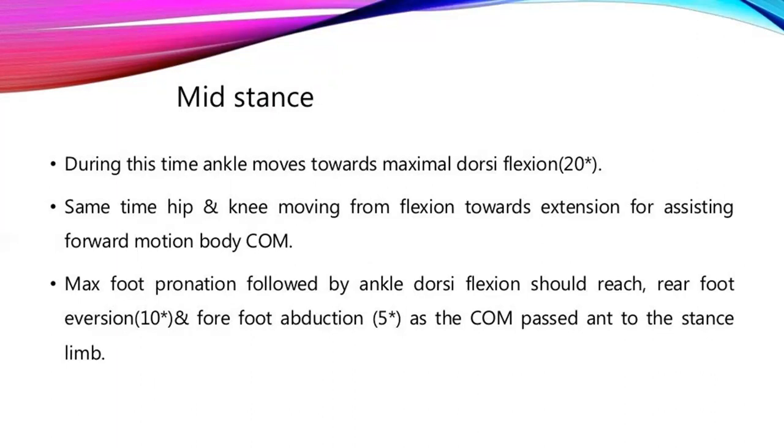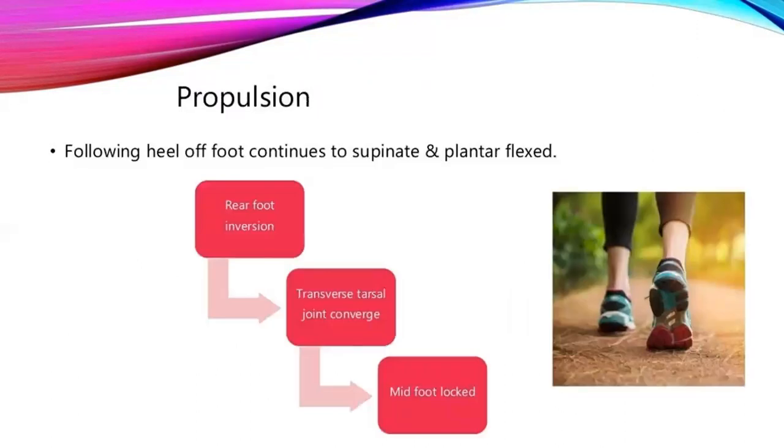At the same time, the hip and knee move from flexion toward extension, assisting forward motion of the body's center of mass. Maximum foot pronation followed by ankle dorsiflexion should reach rear foot eversion up to 10 degrees and forefoot abduction at 5 degrees as the center of mass passes anterior to the stance limb. Next, the propulsion phase: following heel off, the foot continues to supinate and plantar flex. There is rear foot inversion, the transverse tarsal joint converges, and the midfoot is locked.